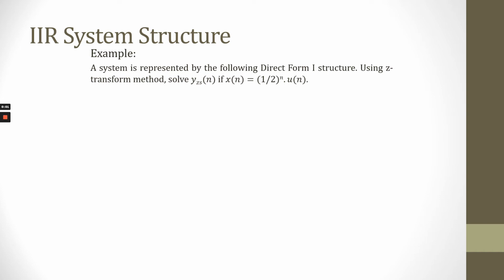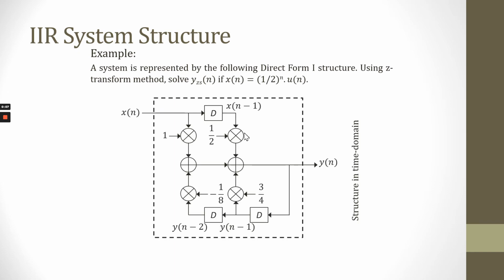The next example for IIR system structure: a system is represented by this direct form 1 structure. Using the Z transform method, solve the zero state response y[n] if x[n] is equal to (1/2)^n u[n]. So from this one, we have current input and current output. You need to determine the equation of y[n] first.